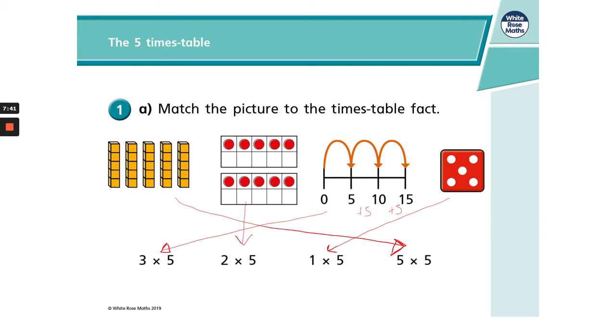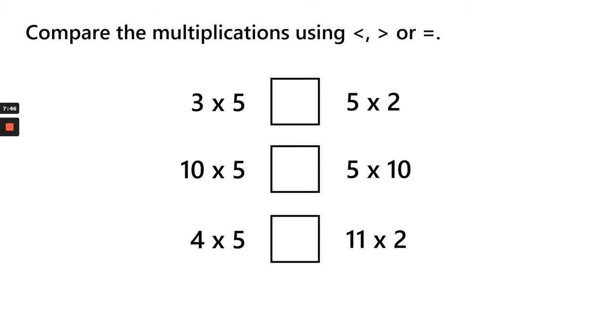Well done if you managed to match the times table facts. So to work out our next number sentences, we need to remember our symbols. We need to remember less than, greater than, or equal to. And to find out if 3 times 5 is less than, greater than, or equal to 5 times 5, we need to work out the answers.